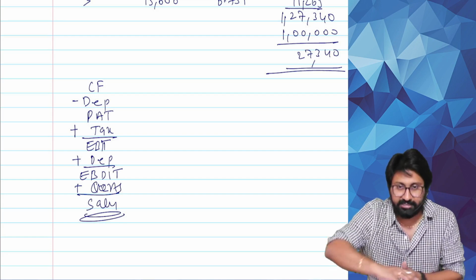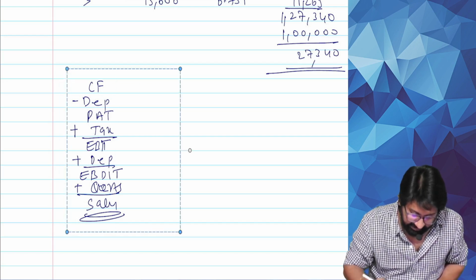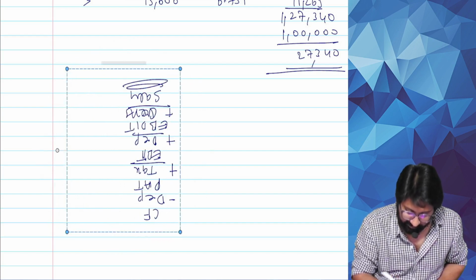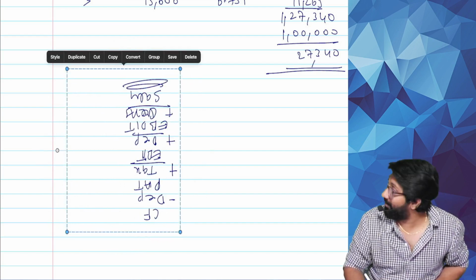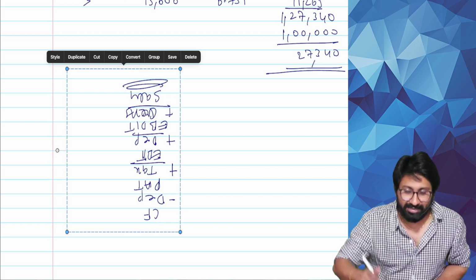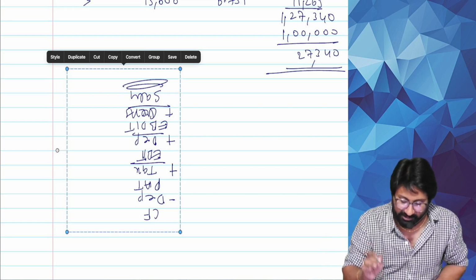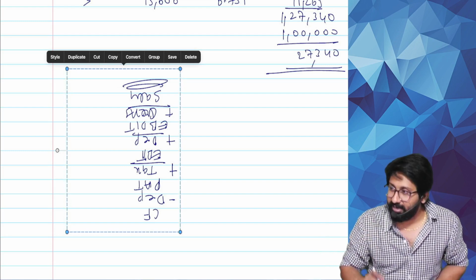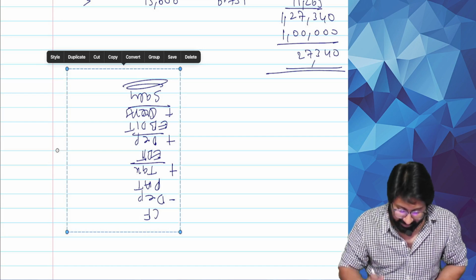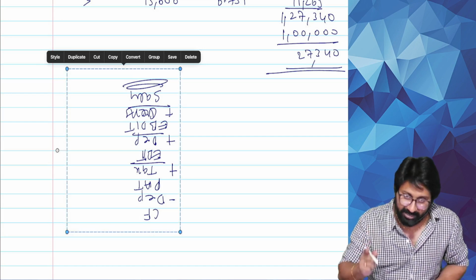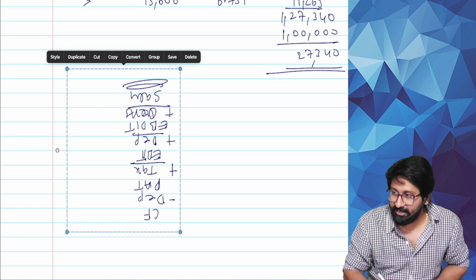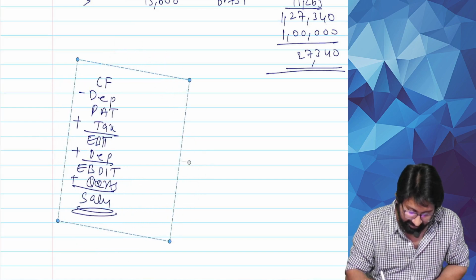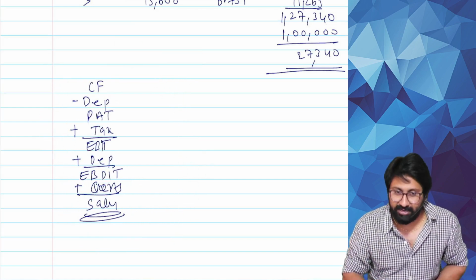Now if you interchange and reverse this, the same thing you can also interchange. Okay, forget about that, but it starts like this. Read and tell: first sales, costs, EBIT, depreciation, EBT, tax, PAT, add depreciation, and arrive at cash flow. This is how we calculate it, correct?